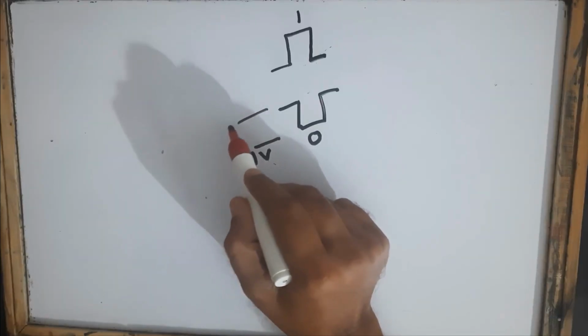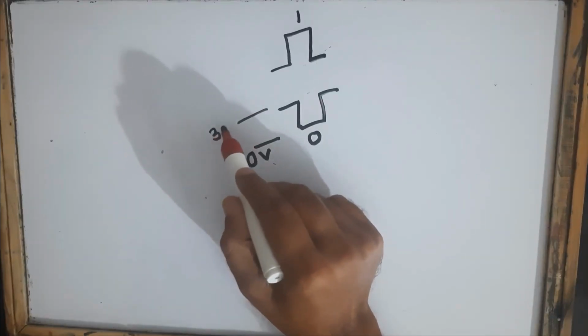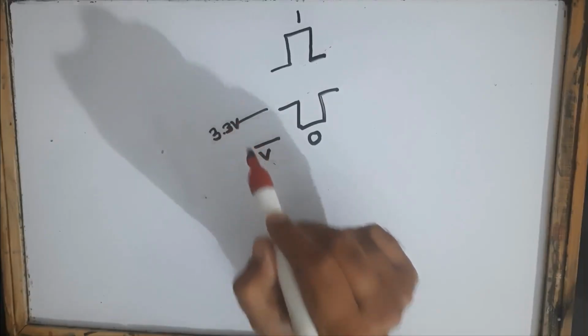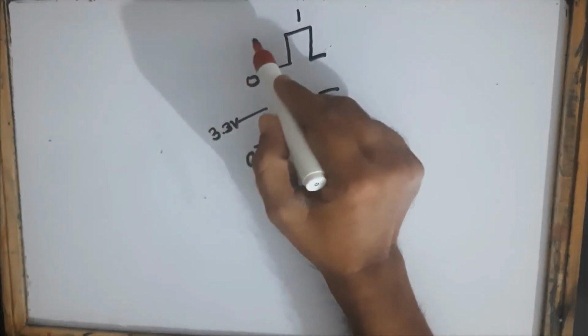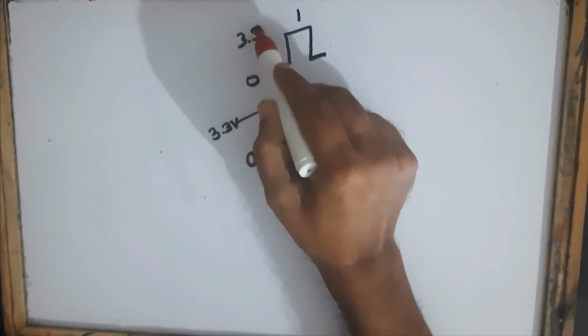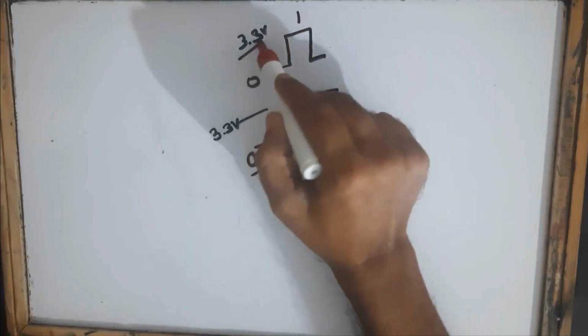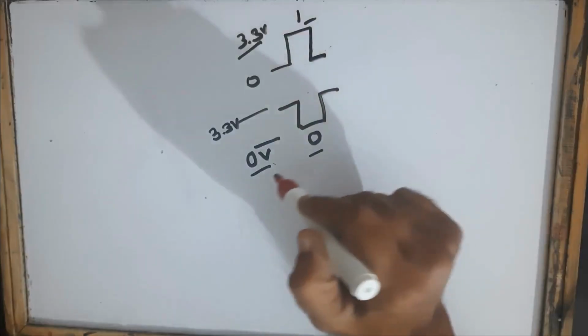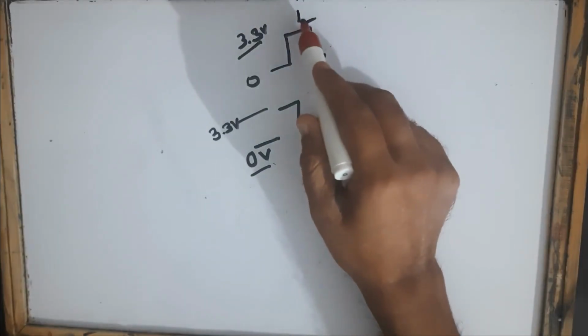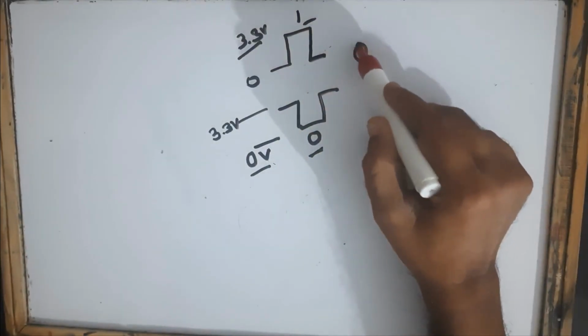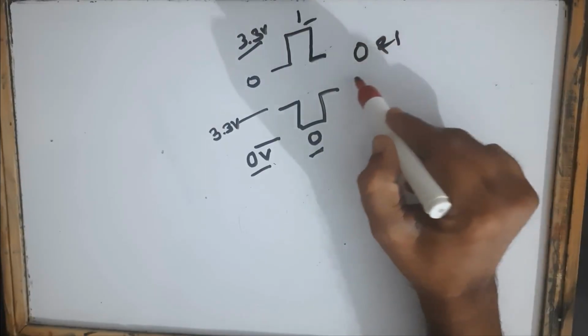Just for simplicity, let's try to understand 3.3 volt. Same here, this is 0 volt, this is 3 volt. So the low level is 0 volt, the high level is 1. 0 volt is 0, high level is 1. So the computer can understand only 0 and 1 language.